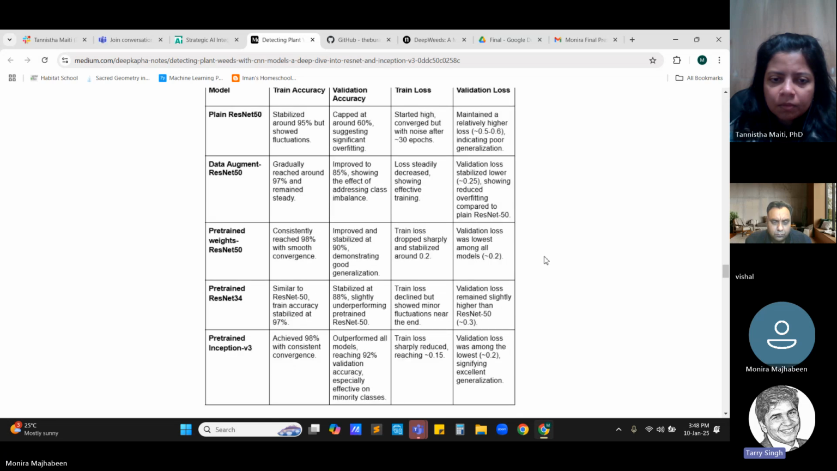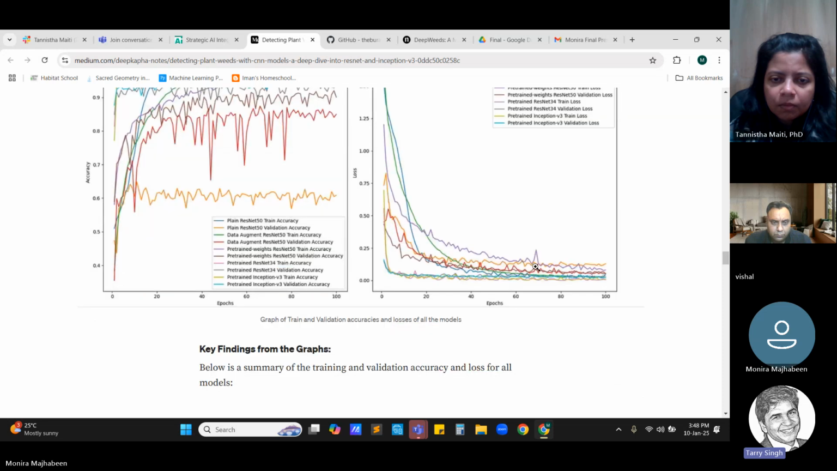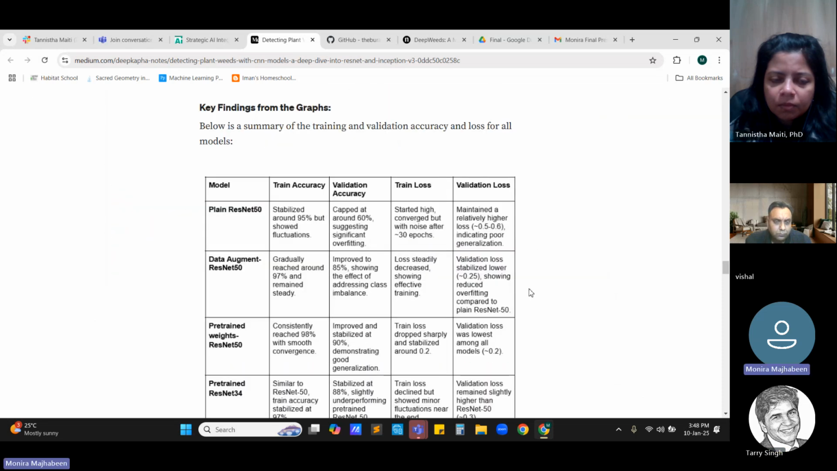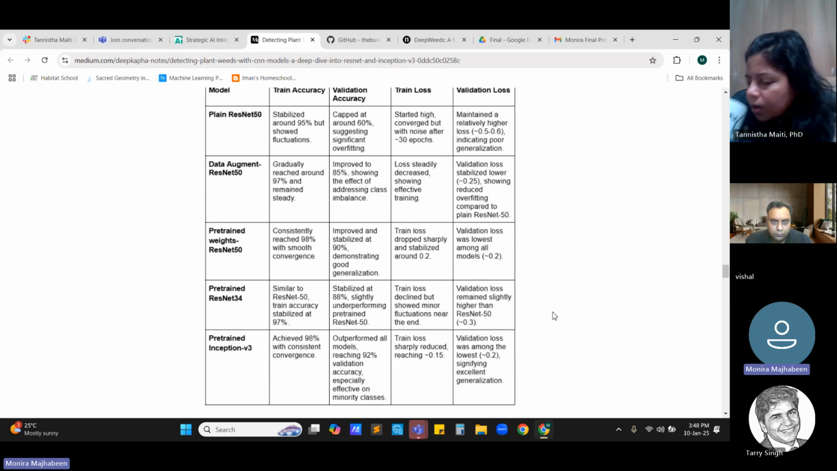That's a big jump between vanilla ResNet 50 versus, say, ResNet 34, almost a 30% increase. That's pretty good. And we also tried to experiment by taking just the pre-trained weights of the ResNet 50 and seeing if that would bring any difference in the result. That did much better than the augmented one. It improved and stabilized around 90%, showing better generalization.